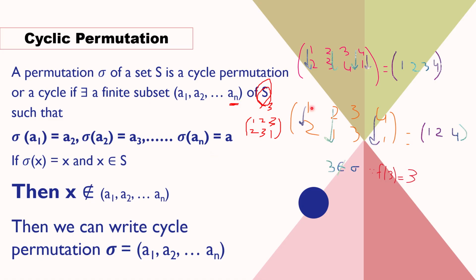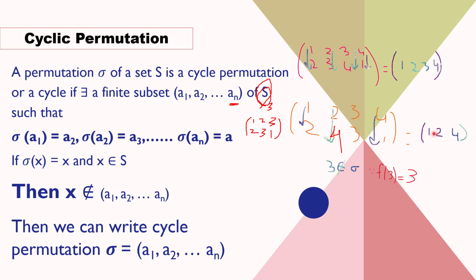Now, one thing to note here is, if the permutation sends X to X itself, and X is an element of S, then X will not be an element of this cycle. For example, if you take 3, look at this example. You have 1 goes to 2, 2 goes to, it's not 1 here, it's 4. So 1 goes to 2, you write 1, 2. Then 2 goes to 4, you write 2, 4. And then 4 goes to 1, so the cycle completes. But where is 3? You don't see 3, right? Because 3 goes to 3 itself.